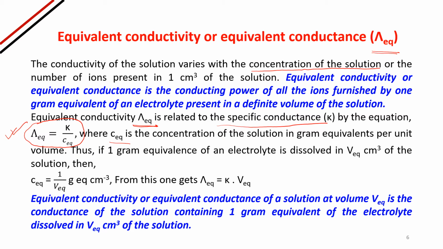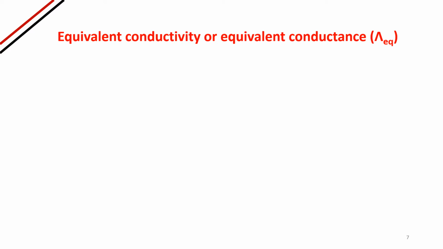Now, the question is from where this formula arises. So, to explain it, I am going to the next slide. After explaining from where we are getting the formula, I'll come back to this slide. So the formula we have got is lambda EQ is equal to kappa by C EQ. Now the question is from where this formula is coming.